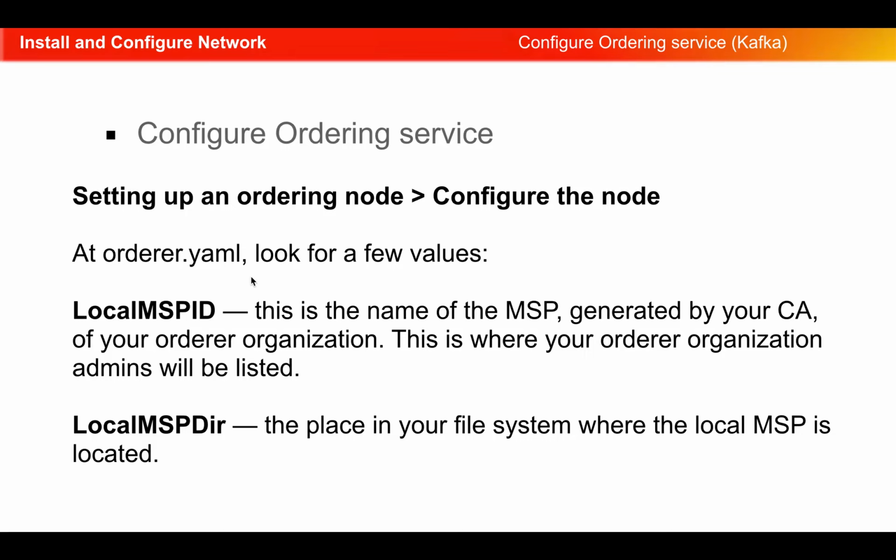Next step is configuring the node. In orderer.yaml, you have certain properties, and we will visit some important ones here. You have LocalMSPID. This is the name of the MSP generated by the certification authority of your orderer organization. This is where your orderer organization admins will be listed. And you have the property LocalMSPDir, which is the directory, the file system location where your local MSP is located.